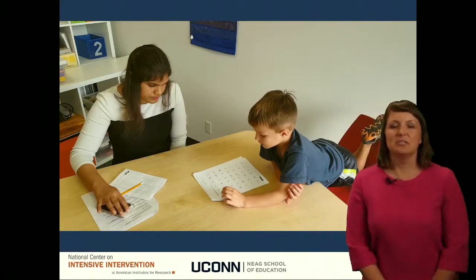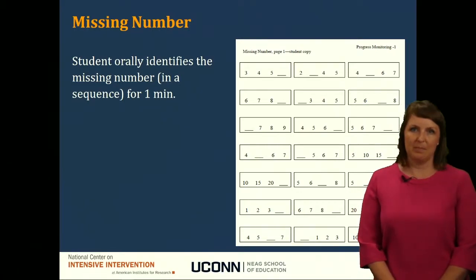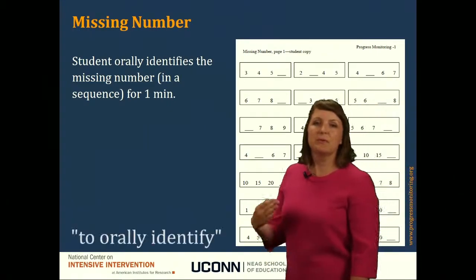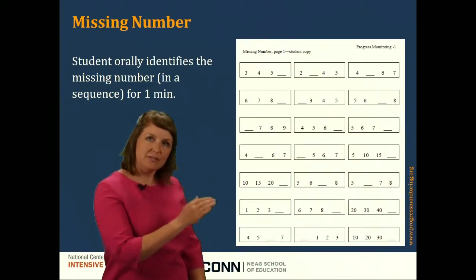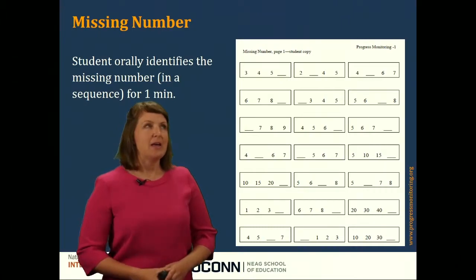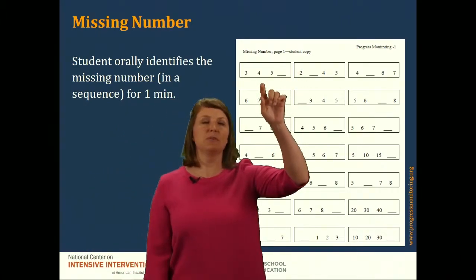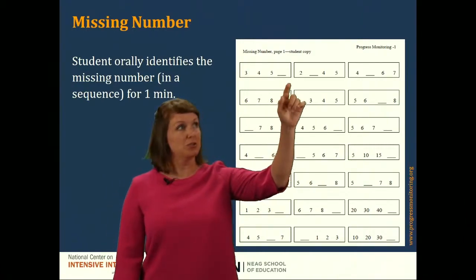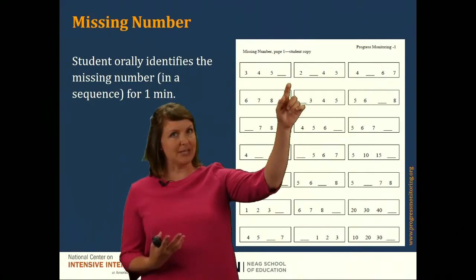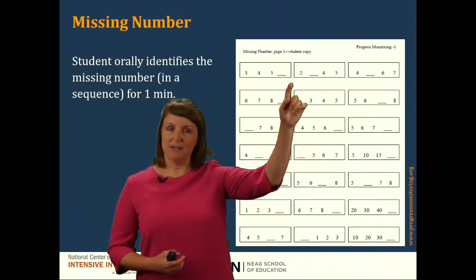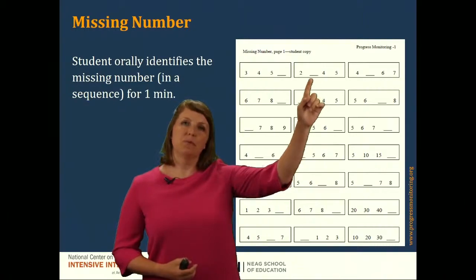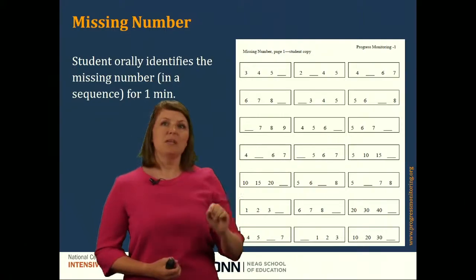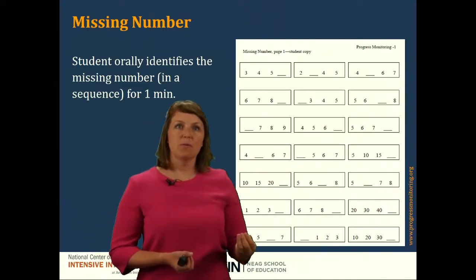Now, our last early numeracy measure that we're going to look at is missing number. This is an example missing number assessment. The student is going to identify the missing number within a sequence of numbers for 1 minute. If you look at these sequences, students are presented with different types of sequences. For this first one, we have 3, 4, 5, and students would identify the missing number as 6. There, the missing number is at the end of the sequence. But you'll see other examples where the missing number is within the sequence or even at the beginning of the sequence.